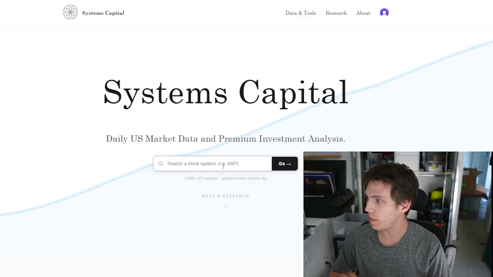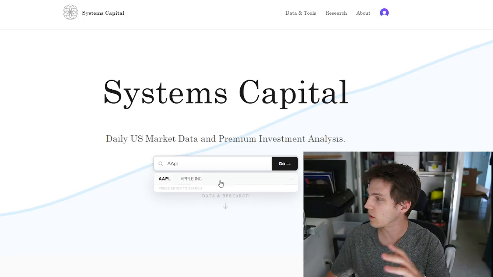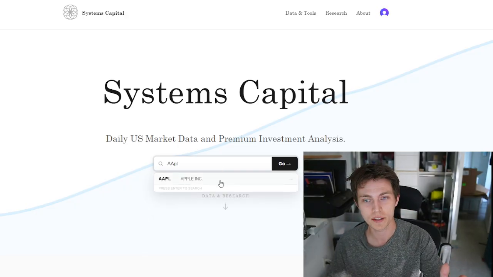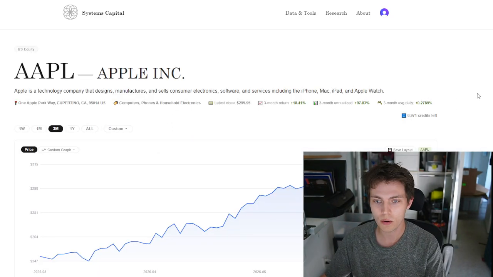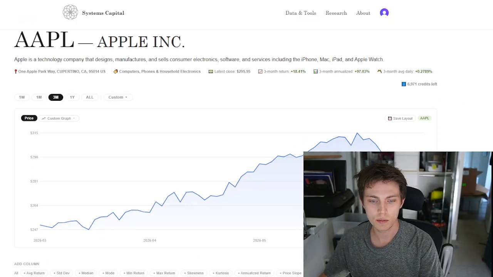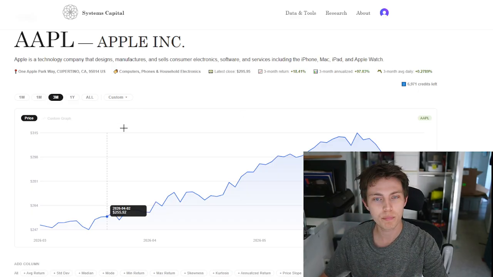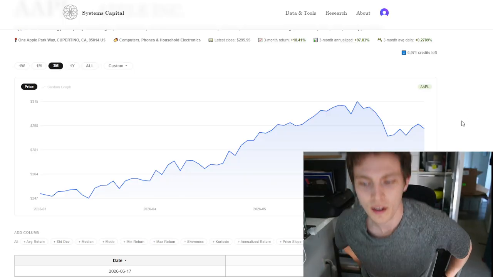We're here on the front page, where we can look up Apple or whatever ticker you want, U.S. market, U.S. equities, and so we're going over to the Apple page, and right away you see the price and everything.